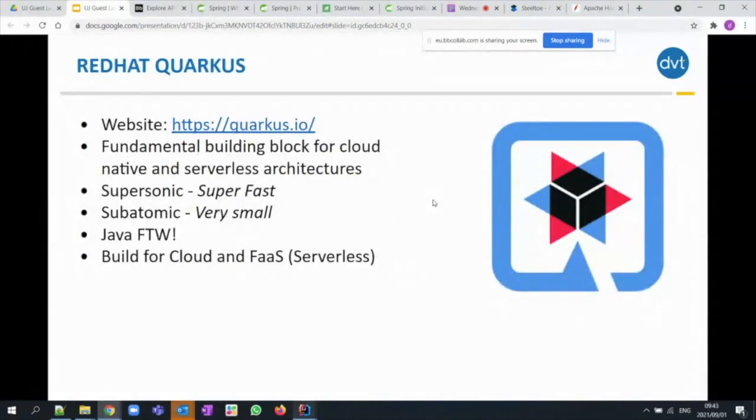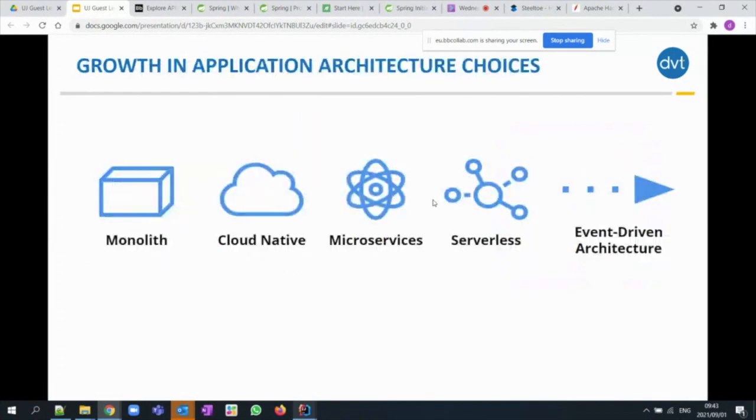Let's just run quickly through Quarkus. Quarkus is something very new to build proper cloud native applications. It's supposed to be super fast, very small, and it is literally leading the way for Java to become a de facto standard even in the cloud native space. Now let's just discuss quickly as to why.